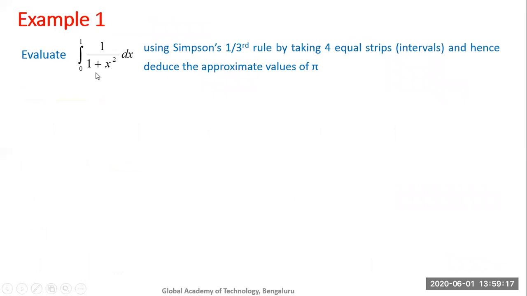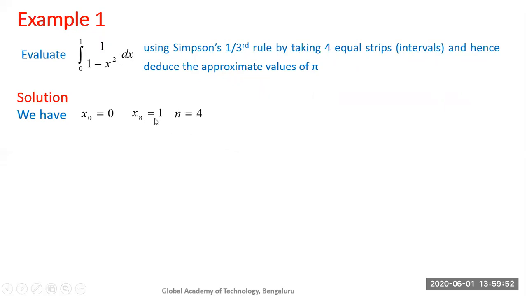So let me take the first example: integrate 0 to 1, 1 upon 1 plus x squared dx using Simpson's 1/3 rule, by taking 4 equal strips, means 4 equal subintervals, and afterwards deduce the approximate value of pi. First, we try to find the value of this integral using 1/3 rule. For that, what we are given is x naught is 0, the lower limit, xn is 1, the upper limit, and 4 equal strips means 4 equal subintervals, so n is equal to 4.